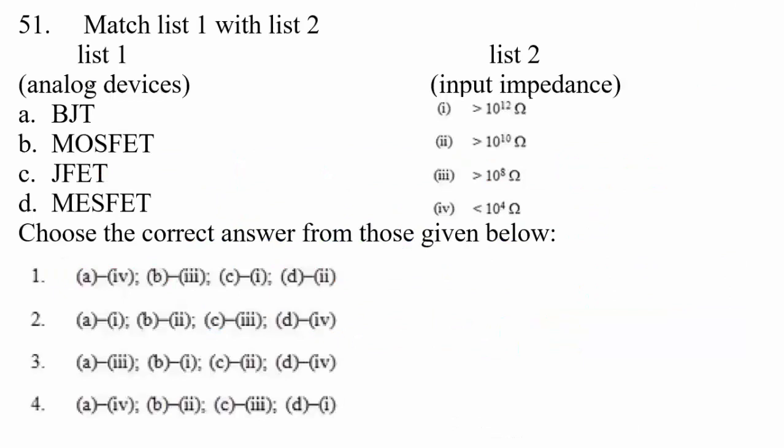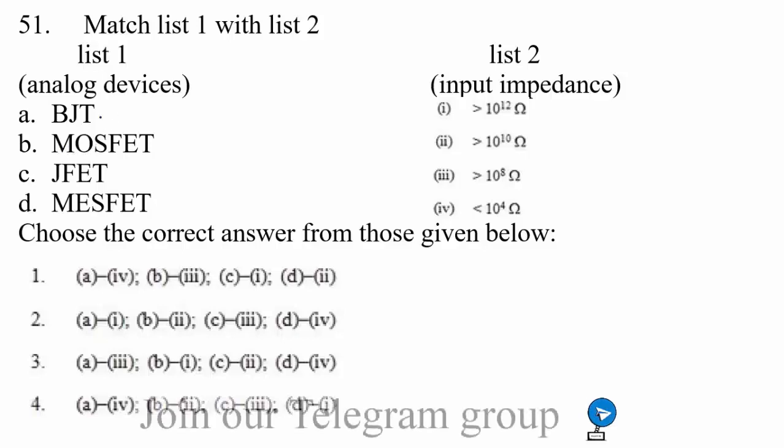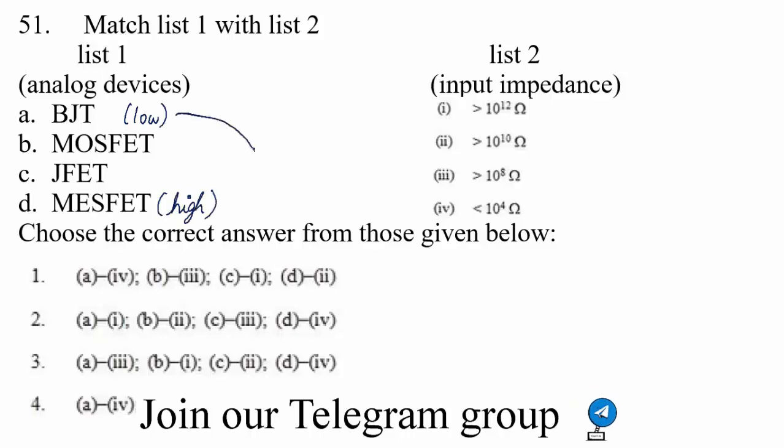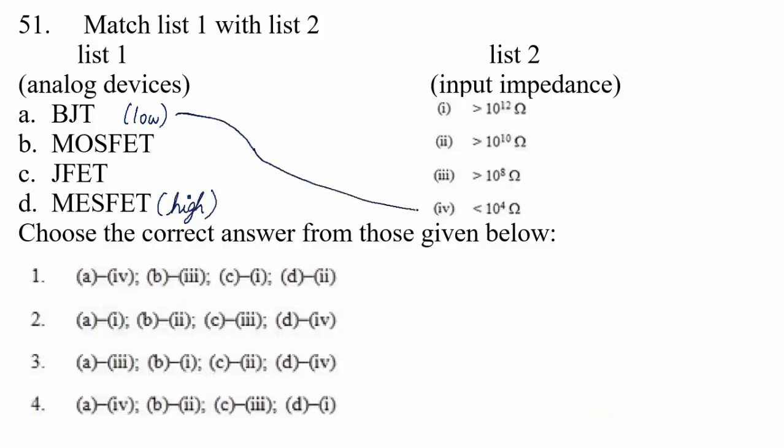Starting with the 51st question, you have to arrange the input impedance of the devices in a particular order. We know that in the case of a bipolar junction transistor, the input impedance will be a very low value, but in the case of MESFET, the input impedance will be a very high value. So based on this mapping, BJT will be the first option, which is 4, and MESFET will be a very high value. So it is 1. The corresponding option that is going to follow is option 4.